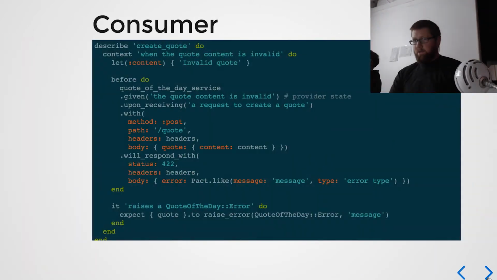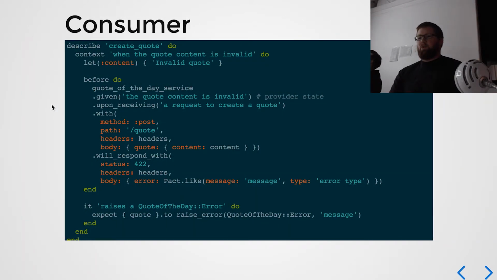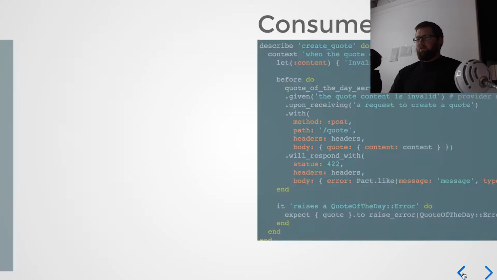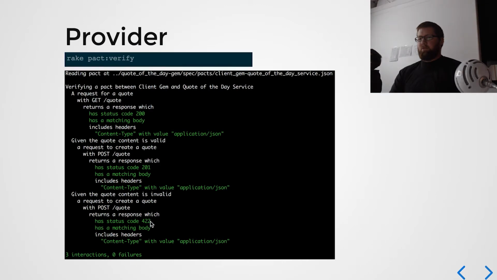And now, the failure case, a little more interesting. Quote of the day service, when the quote content's invalid, it's going to render back a 422 with a useful error message and type. Okay, and then my client gem is going to raise a quote of the day error. That's not nearly as interesting as the result here. Given that the quote content's invalid, it's going to render back a 422. It's going to render back an error with type and a message, and it's still going to give me back my headers. So I have 3 interactions here that are all defined, happy path, sad path.